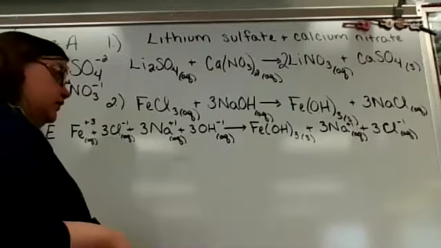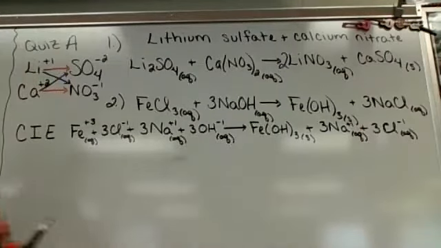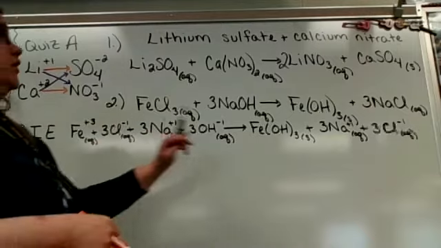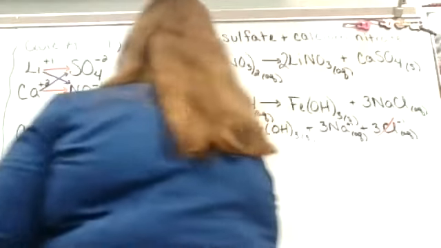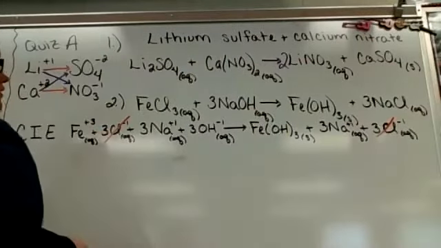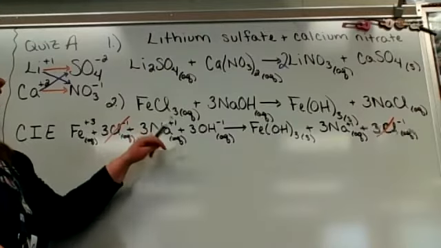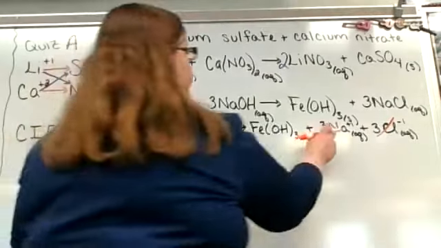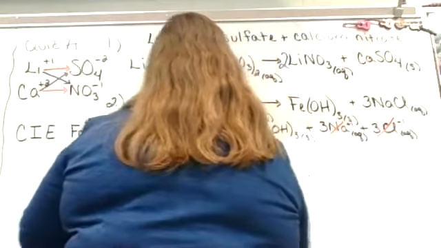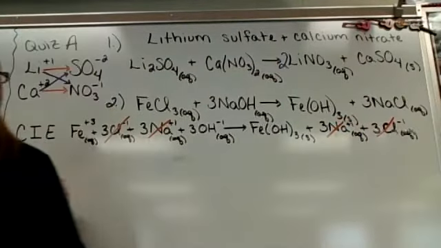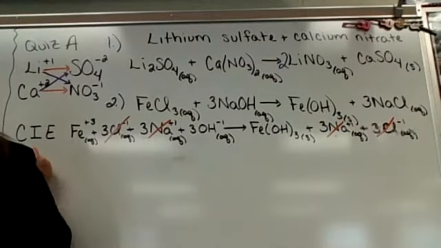So now we cancel out our spectator ions. Our spectator ions are the ions that are exactly the same on opposite sides. So we've got the 3 Cl -1, and we've got 3 Cl -1 on the other side. So the 3 Cl -1s are spectator ions. And then we've got the 3 Na plus 1 and the 3 Na plus 1. So those are spectator ions as well. So those get canceled out. And then the net ionic equation is just what you haven't crossed out.